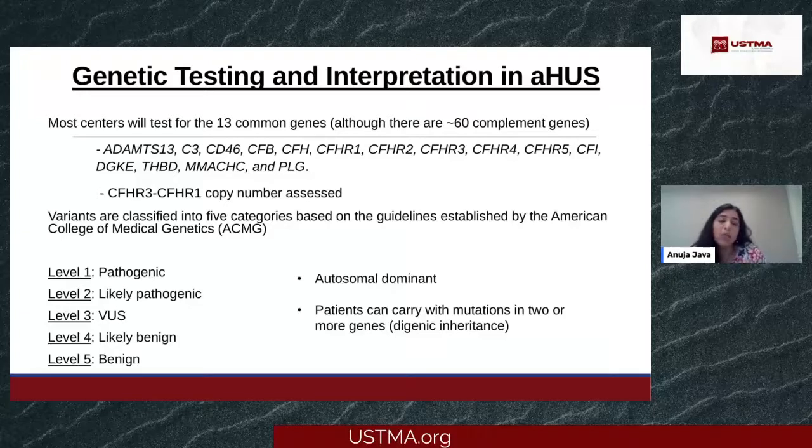Two other important things to remember about this disease: we call it autosomal dominant, which means that you really need only one defective allele, one of the genes. So you have 2 parts of your DNA, and you only need one defective part to manifest this disease. And some patients may have mutations in more than one gene, and we call it digenic inheritance. So you may have a mutation in C3 and factor I, so you may have more than one. Next slide, please.